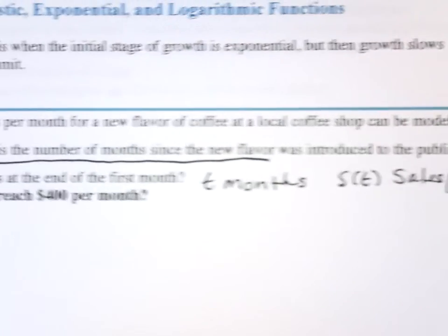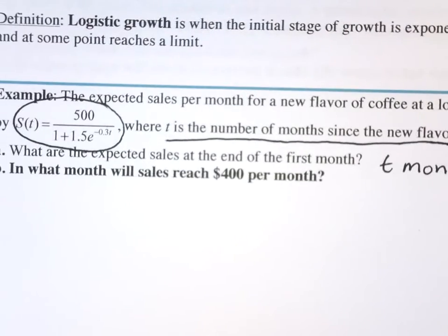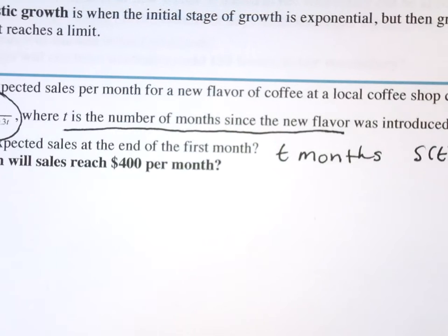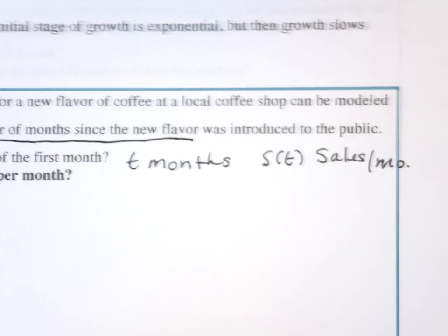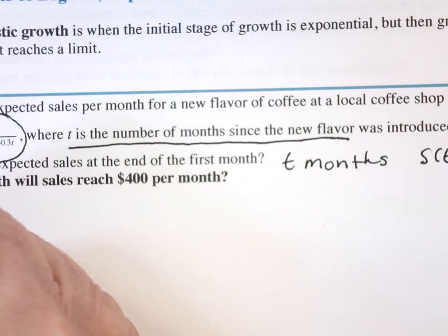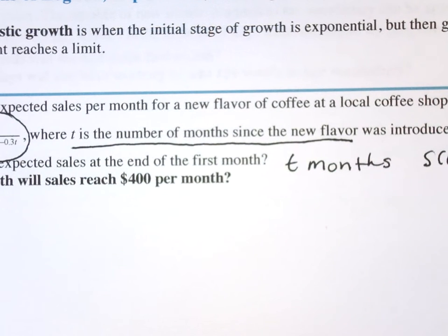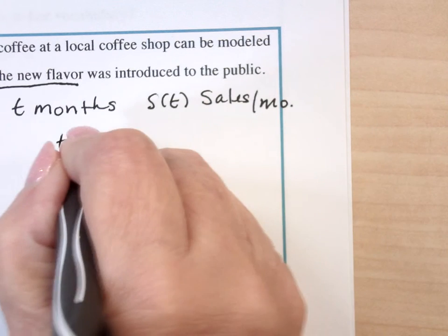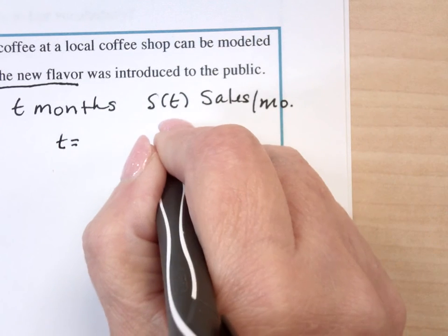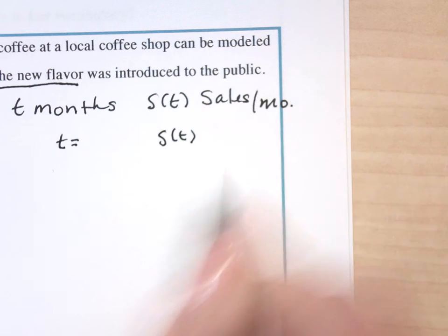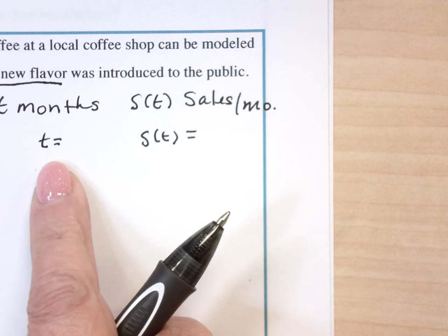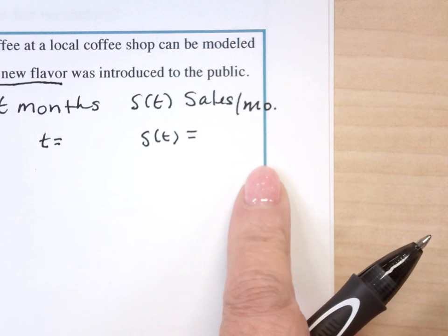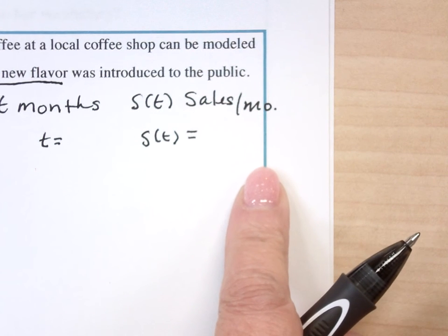Okay? So we have the logistic model where T is in months and S of T is in sales per month. And so that says, part A, what are the expected sales? So that means I'm either going to be given a T or I'm going to be given an S of T, or a Y value. If I'm given a Y value, I need to find the X value. If I'm given the X value, I need to find the Y value. That's a 50-50 chance of finding the right thing.